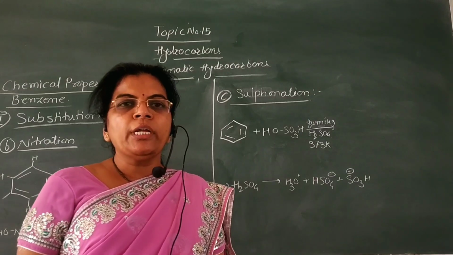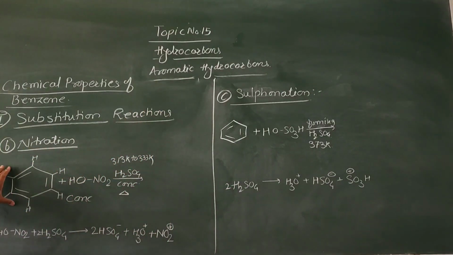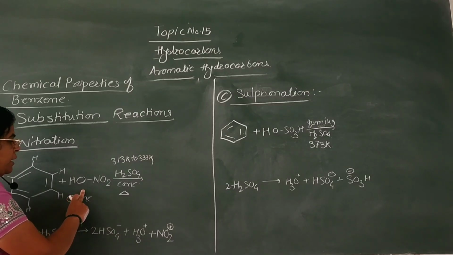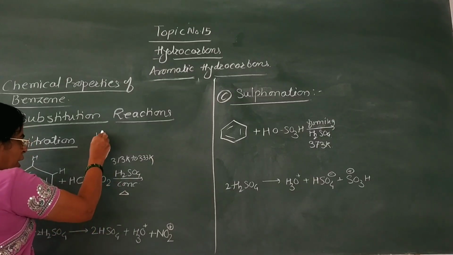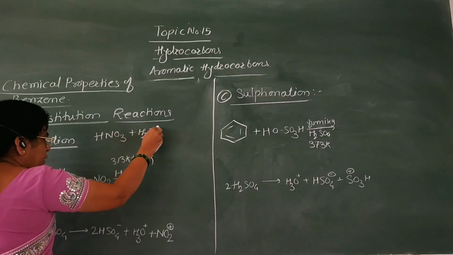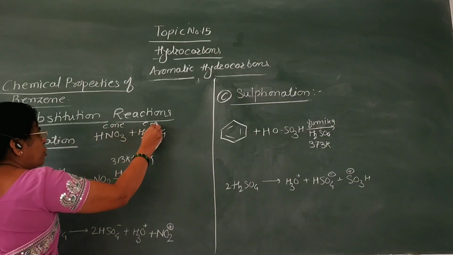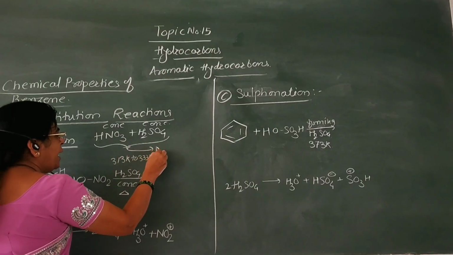The second substitution reaction we are going to see is nitration. Now here, when benzene is treated with nitrating mixture, that is a mixture of concentrated nitric acid, that is HNO3, and concentrated sulfuric acid. HNO3 is the nitric acid and H2SO4 is the sulfuric acid. This is concentrated and this is also concentrated. A mixture of these two is called the nitrating mixture.